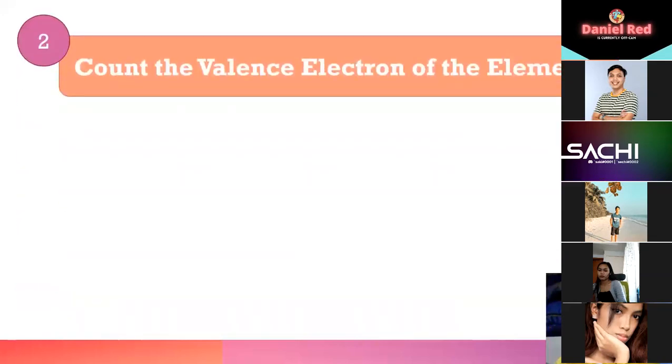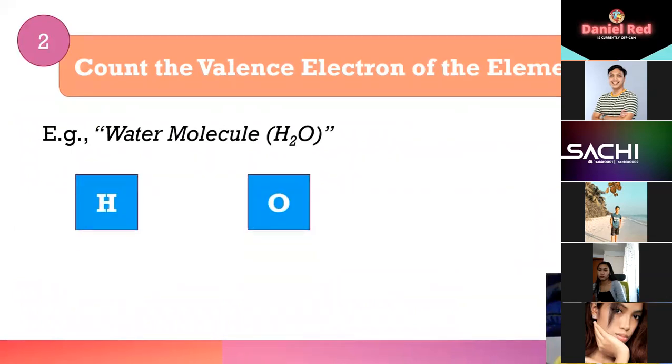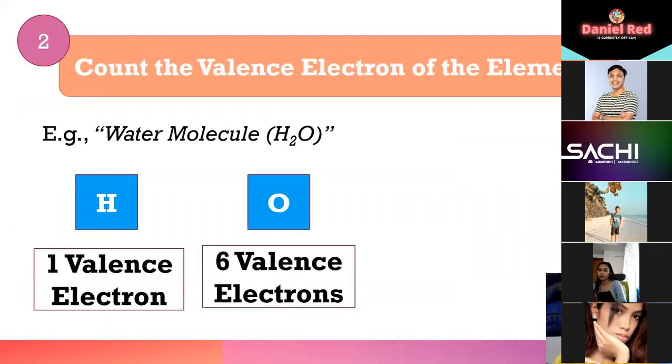Okay, since you already know where the valence electrons can be found on your periodic table, we can now proceed to step number 2, which is the counting of valence electrons. Again, we have the example of the water molecule, or H2O. Hydrogen belongs to group number 1, so it has 1 valence electron. And oxygen belongs to group number 6, therefore it has 6 valence electrons.